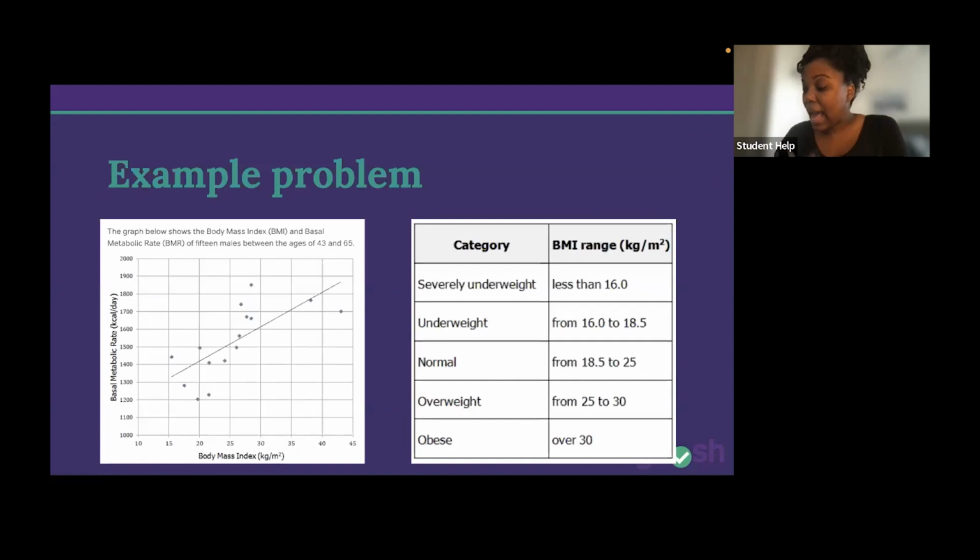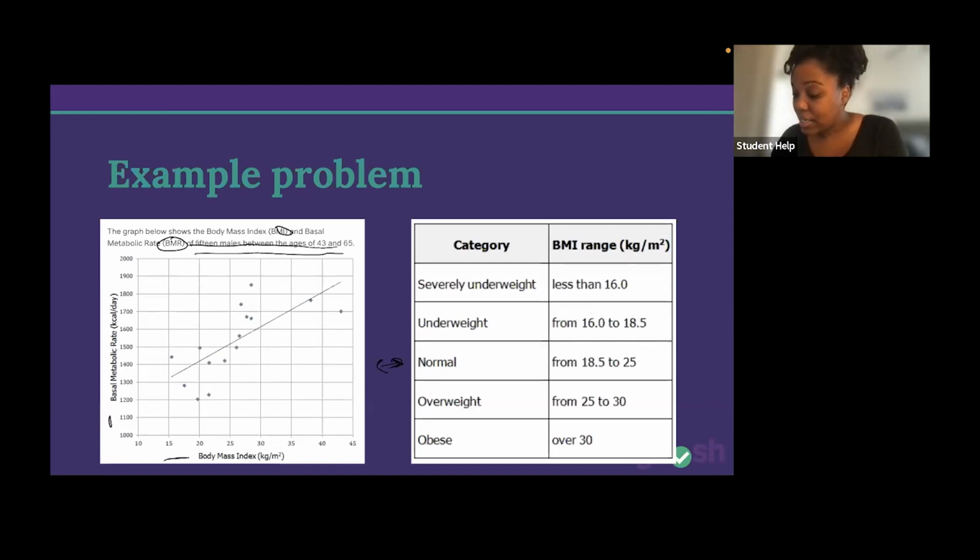All right, so here we have some graphics, and immediately this is what I would do. Okay, so I have BMI and I have BMR. Okay, cool. 15 males between the age of 43 and 65. But if I look down here in my chart, right, I don't really see anything about age. So I'm figuring that's probably not that important. It might be, but I'm assuming it isn't because it has nothing to do with my chart on this side or on this side. I don't see anything about age either way. So that to me feels like a detail meant to throw me off.